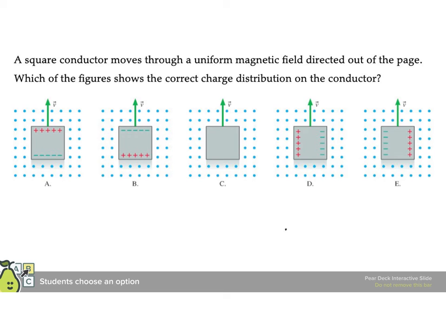So let's set up a coordinate frame. And what we have here is the velocity is moving this way, and the magnetic field is pointing out of the page like that. So we see that the force that comes out would be perpendicular to both of them that way. So positive charges would feel a force that way and move to the left, and negative charges would feel a force the other way and move to the other side. So that turns out to be pretty clearly E as our answer.